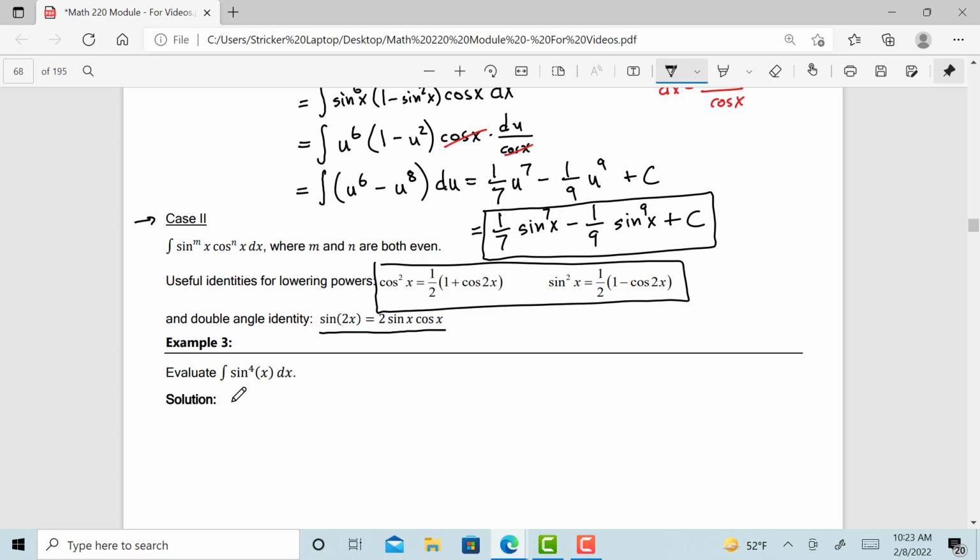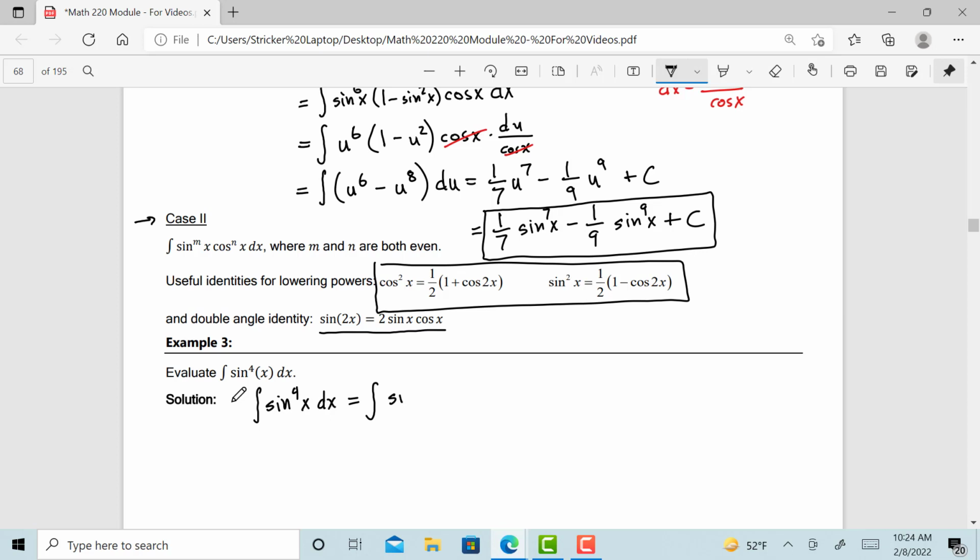So if you look at example 3, you can see that we have the integral of sine of x to the fourth power dx. And we have an even power of sine. So this is where we're going to go ahead and use our trig identity. The first thing we want to do, though, is write this, instead of sine of x to the fourth power, as squared, because all these identities, especially the ones in the box here, involve sine squared.